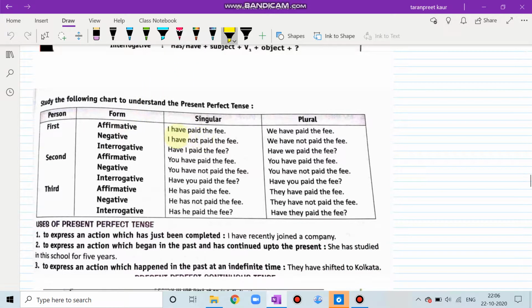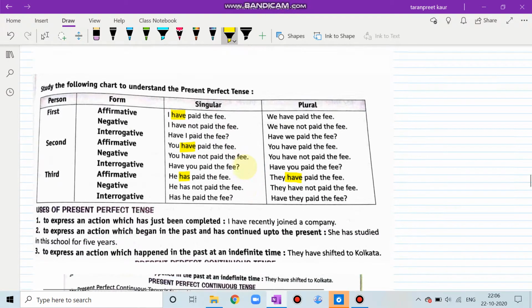Now first, I have paid the fee. You have paid the fee. He has paid the fee. So look at the usage of have with I, with you, but with he we are using has. Similarly, in the plural case, they have. So I hope this is clear that has and have are used with singular and the plural forms.